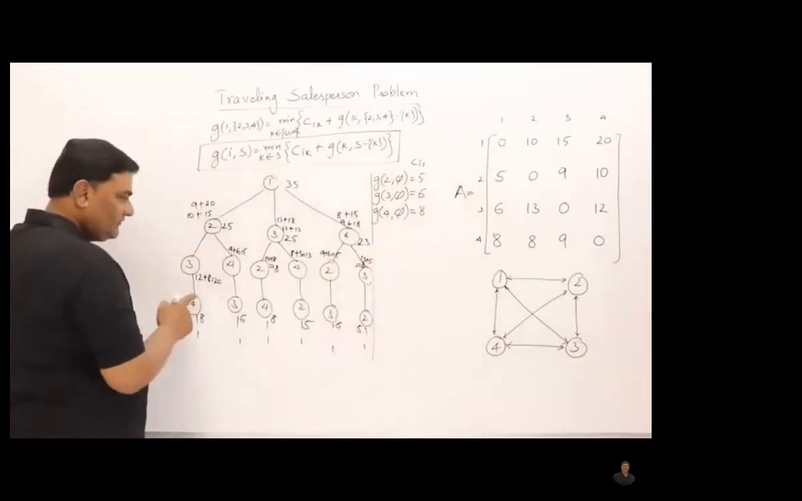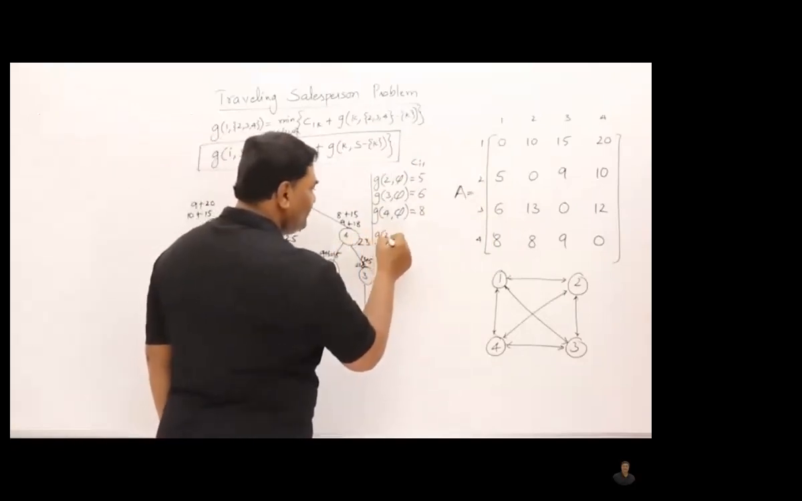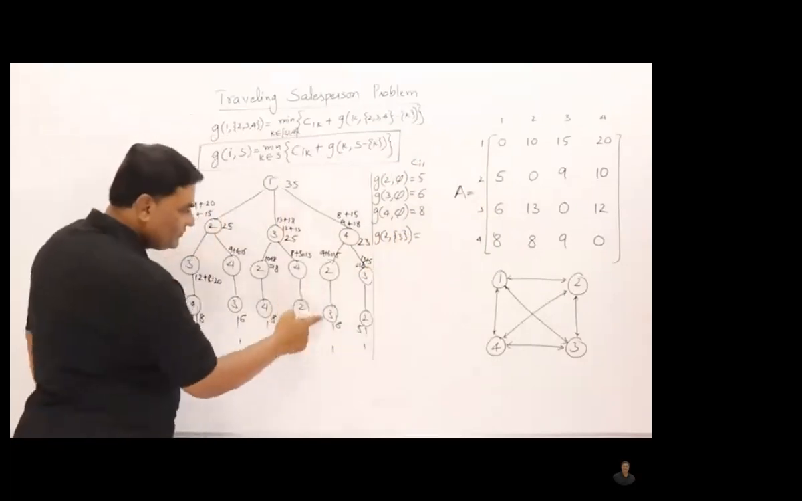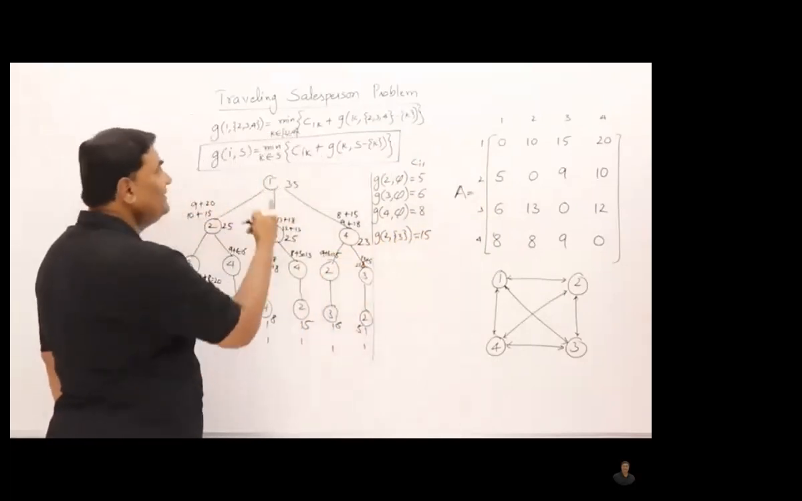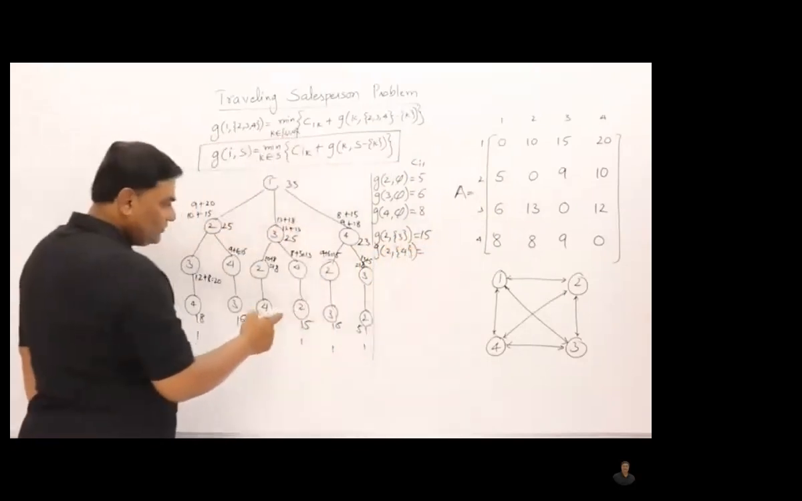See, I'm on vertex 2 and the remaining vertex is 3, or I'm on 2 and the remaining is 4. So G of 2, remaining vertex 3. So what was this? 2 to 3. This was 15. We already found this one. If you apply the formula, the same thing happens. Then I'm on vertex 2 and the remaining vertex is 4.